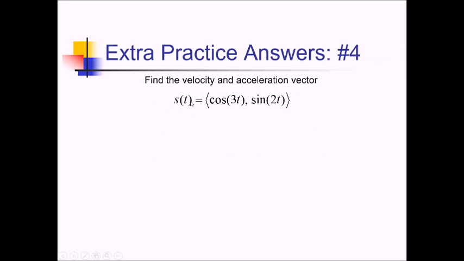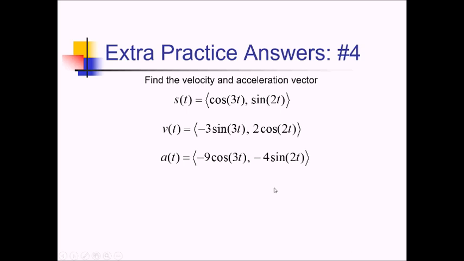To find the velocity vector on this one, given the position vector, I just need to take the derivative of the x and y components independently. So using the chain rule, for this first piece here, I've got negative 3 sine of 3t, comma, this will be 2 cosine of 2t. And then for acceleration, we need to take another derivative. So that's going to be negative 9 cosine of 3t, comma, this will be negative 4 sine of 2t, and there it is.